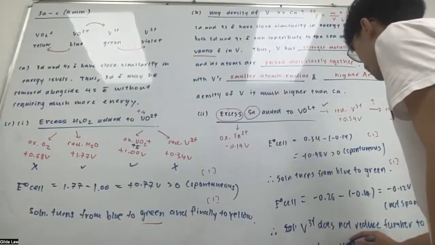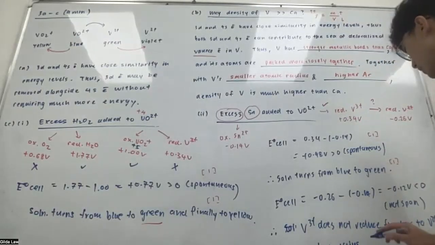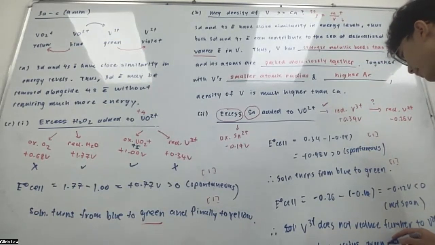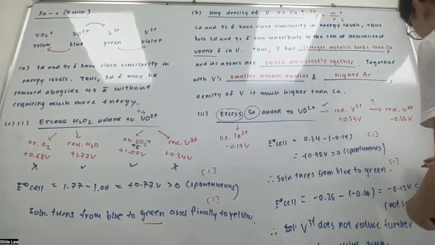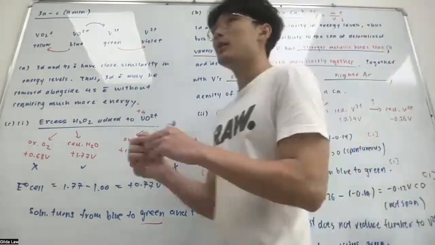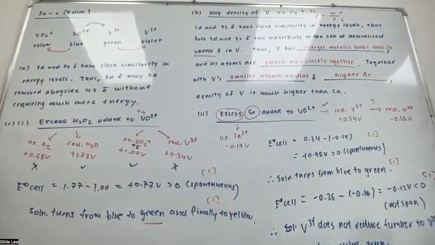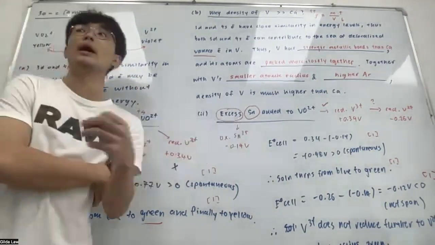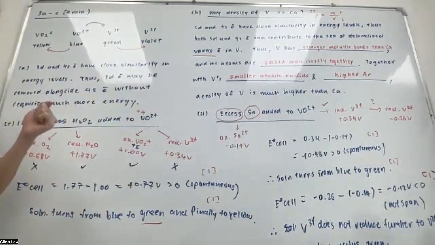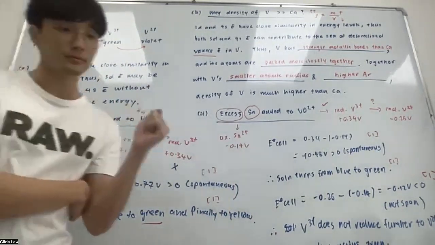If I want to talk about observations, you just say solution remains green. This final part over here then is your final mark. I know it's not intuitive, right? To prove something that doesn't work, so you all don't want to write it, but must write. No choice. All good.